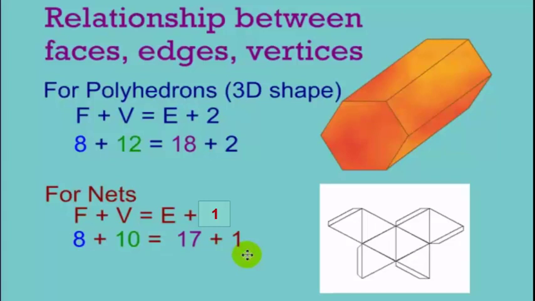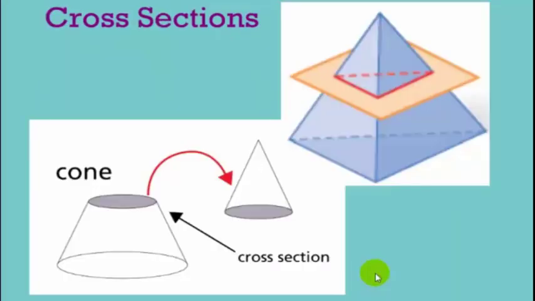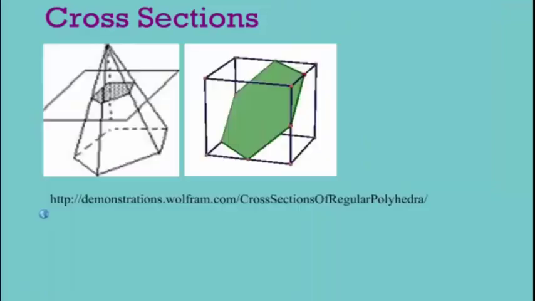Both of these are examples of Euler's formula, one for the actual 3D shape and one when you're looking at the net. Make sure you know which one you're using. We want to take a look at what are called cross sections. We have a slice across a cone. When we open that up, we would actually get a circle the way that they've sliced it here. But not all cross sections have to be parallel like these ones are shown. They can be strange angles if you want them to.